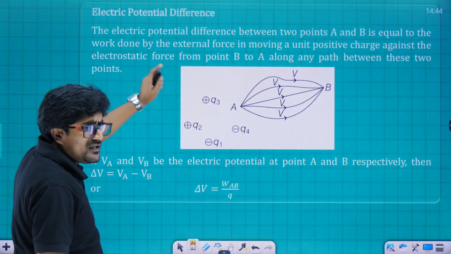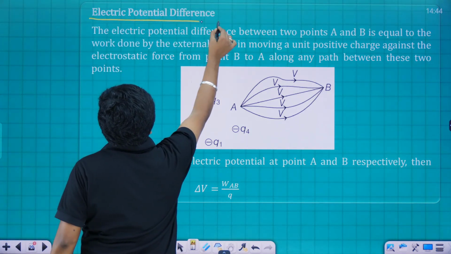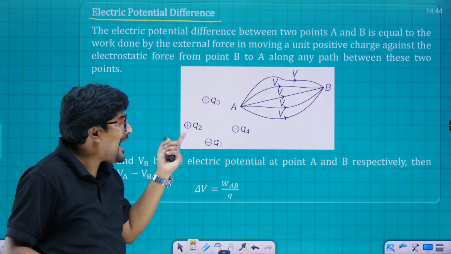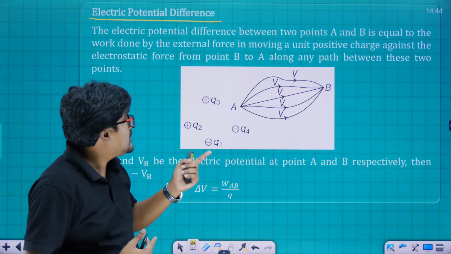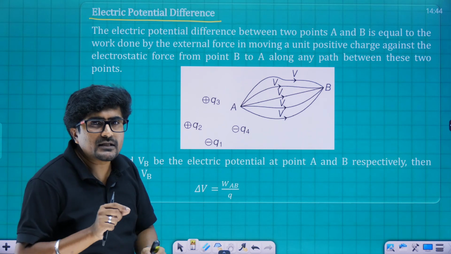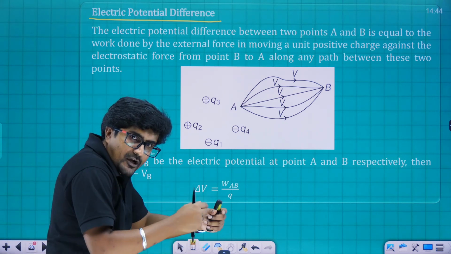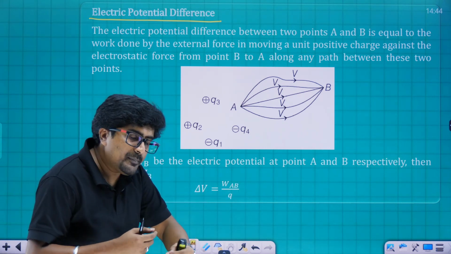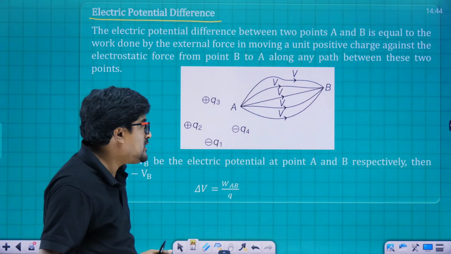All right, next is electric potential difference. Basically, as the name of the topic itself says, it's the difference of electric potential between two points. I repeat, it is the difference of electric potential between two points.